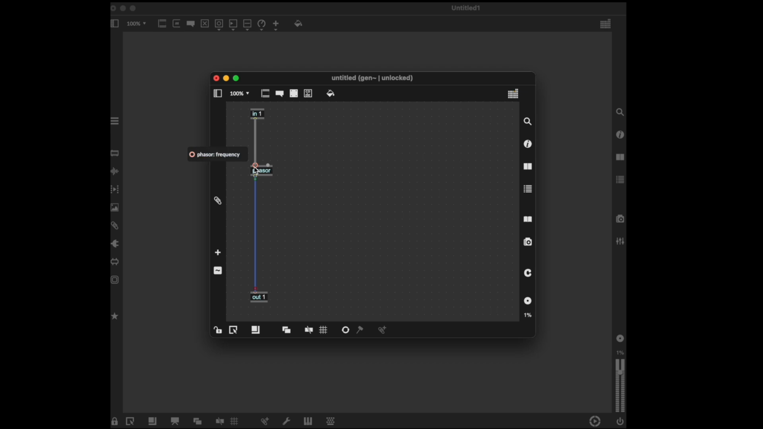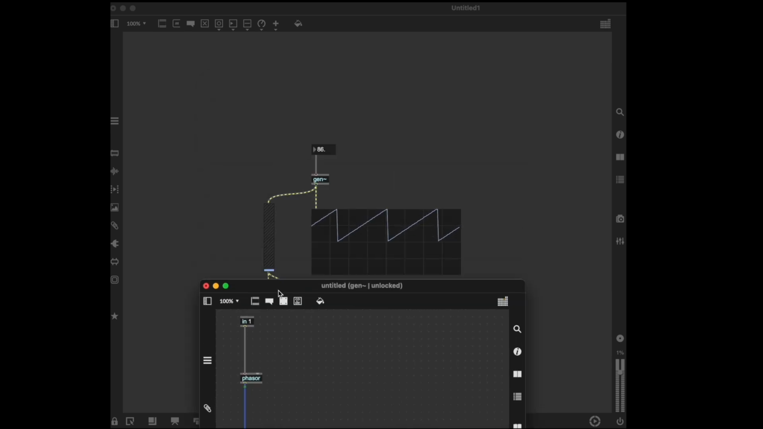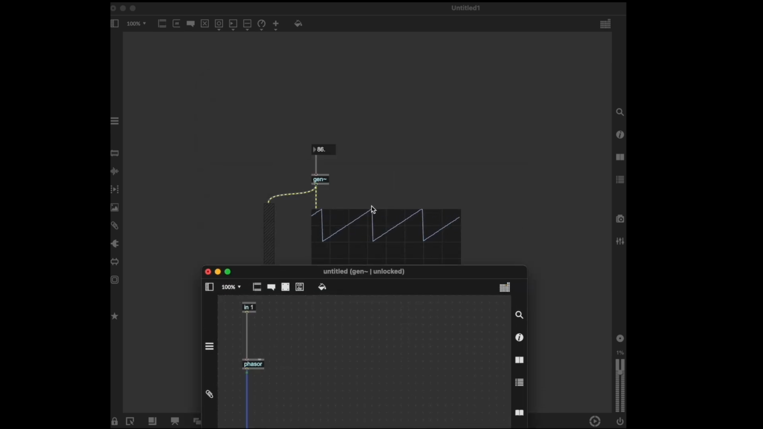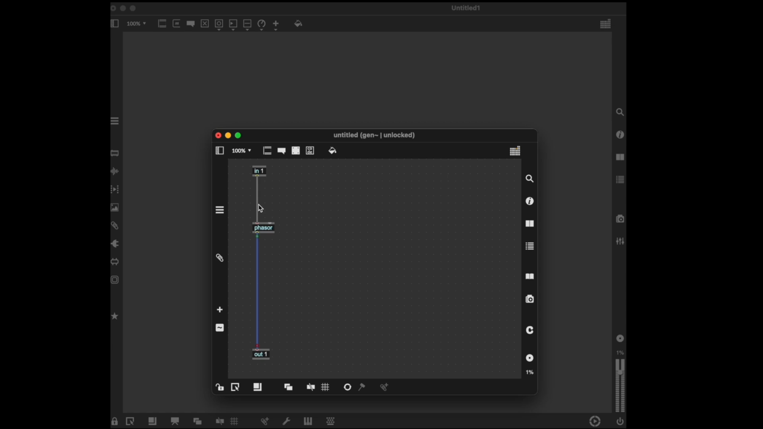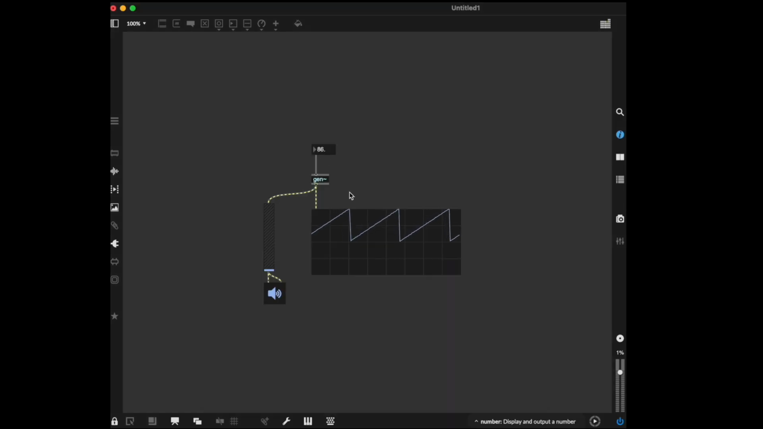You can see it has two inlets. This one is the phasor frequency. So this is the rate at which the phasor goes from 0 to 1, how long it takes for it to go from 0 to 1. So if we send that a number like this, then that will dictate the frequency. So this is a phasor going at 86 hertz.